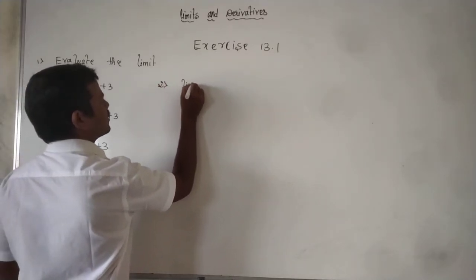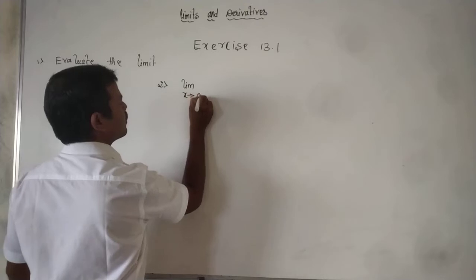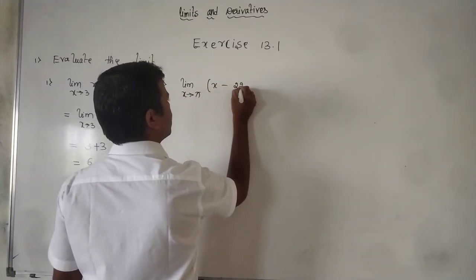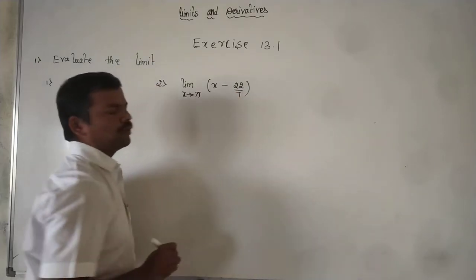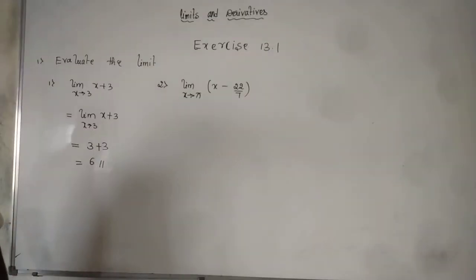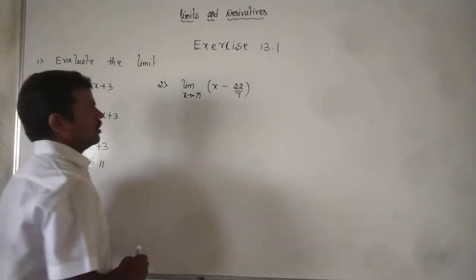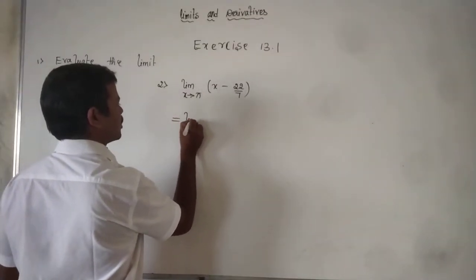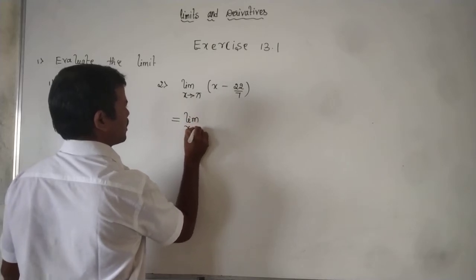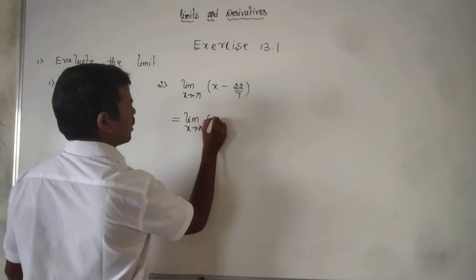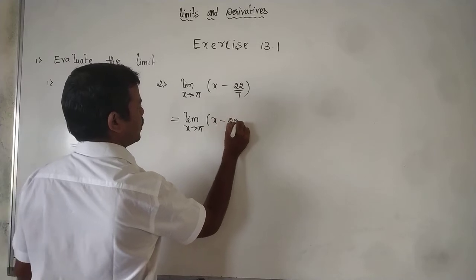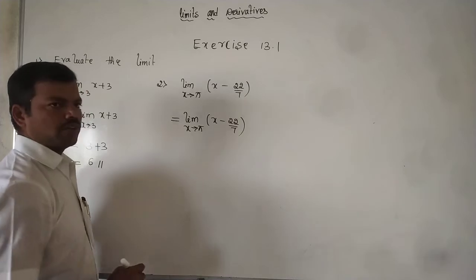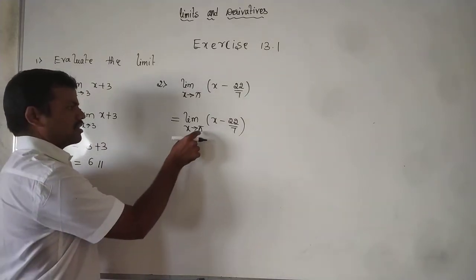Limit as x tends to pi, that is x minus 22 divided by 7. So we know that is how to evaluate the limit of the function. Limit as x tends to pi. So what they have given? X minus 22 by 7. So what we have to do? As x tends to pi.